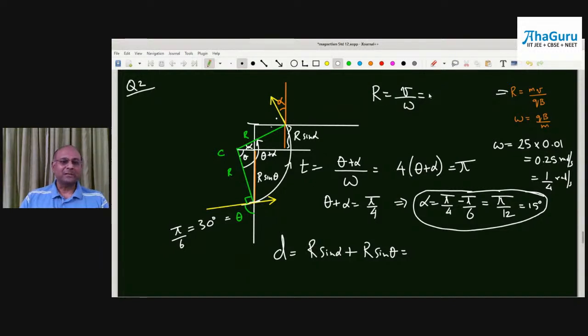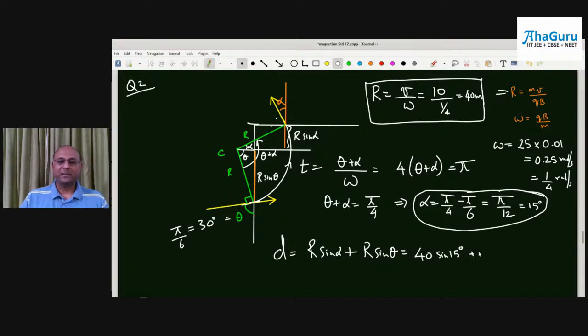So do you know what the velocity v is? In the question, does it say what the velocity is? It's 10 meters per second. And omega we just calculated is 1/4 radian per second. And so if I multiply these two, I get r is 40 meters. R is 40 meters. And so let us use this r here. So 40 times sine alpha, let us say sine 15 degrees, plus 40 times sine theta, which is of course half. So this is going to give me 20.